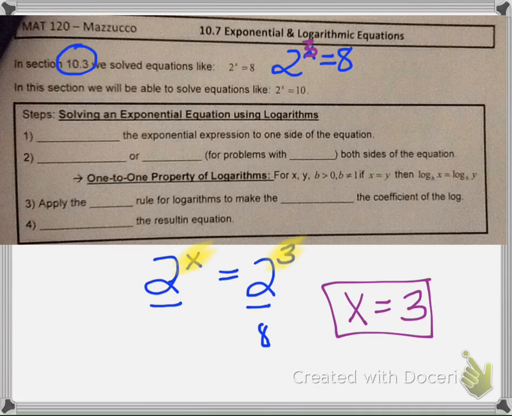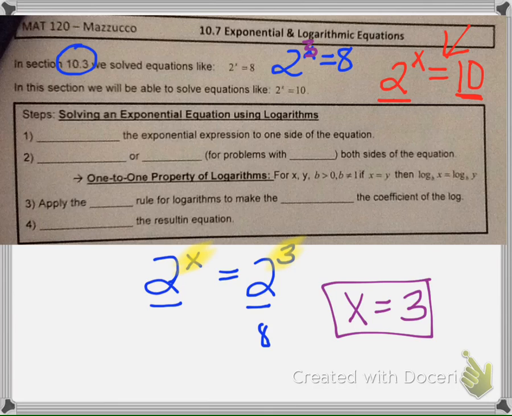However, in this section, we're going to do the same thing, but this time, when we solve this equation, we can't do that. There's no way to make the bases the same on both sides. So we're going to learn how to solve ones like this. So we have some steps to follow.